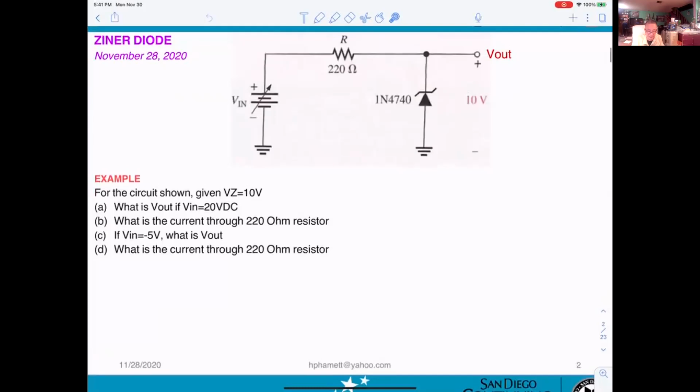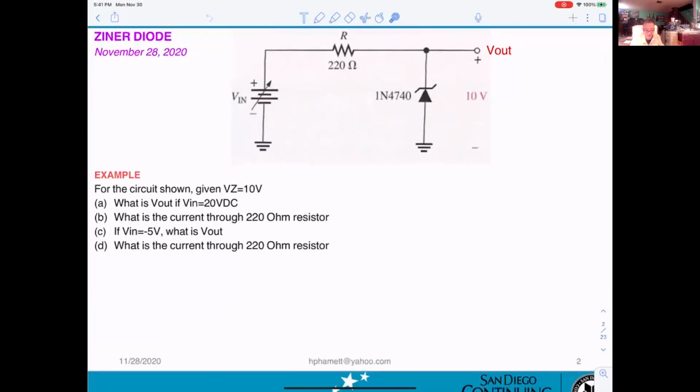Now, on this circuitry here, they say for the circuitry, they are given VZ. That means the breakdown is 10 volt. If you apply a 20 volt DC here, the question is what is the voltage here? Ten volts. Exactly, 10 volt.